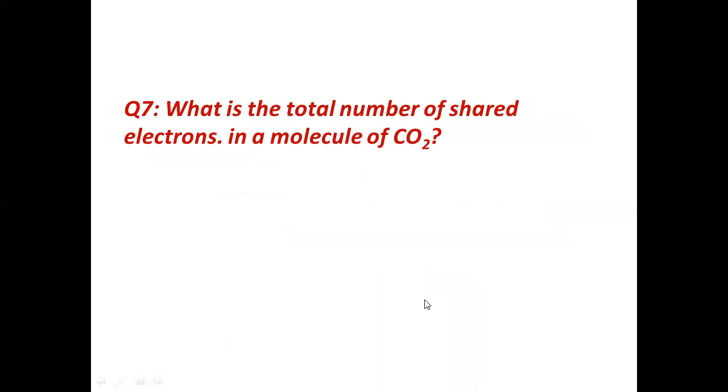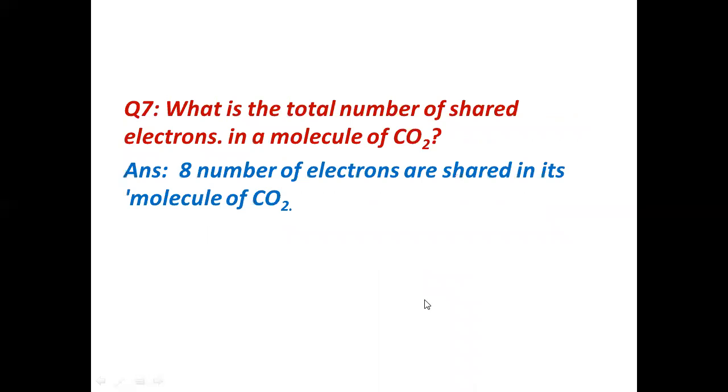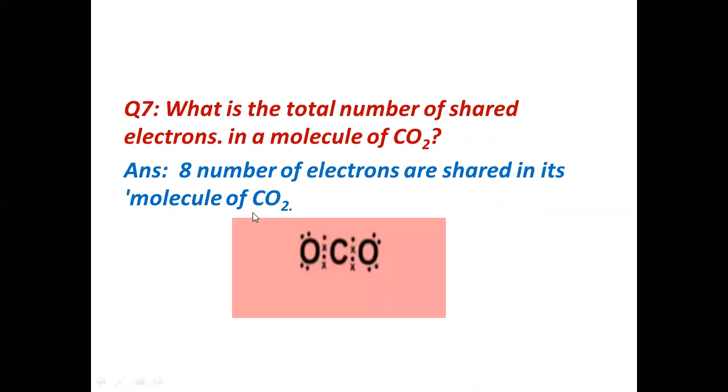Question number 7, what is the total number of shared electrons in a molecule of carbon dioxide? 8 electrons are shared in a molecule of carbon dioxide. You can see here carbon is in the middle, and carbon has 4 electrons in the outermost shell. So these crosses are for carbon, 2 crosses at one side and 2 crosses at the other side, and 2 oxygen atoms are sharing electrons with it. These 2 dots are the electrons shared by this oxygen atom, and these 2 are the electrons shared by the other oxygen atom. Total how many electrons are shared?